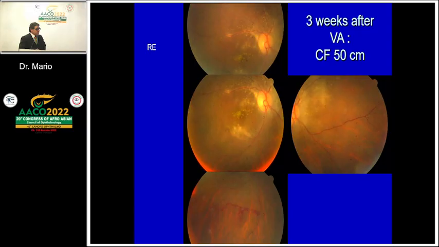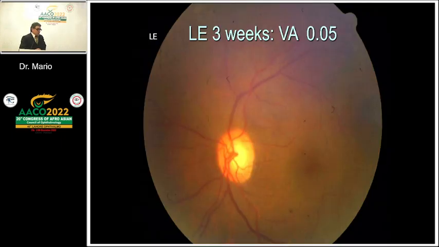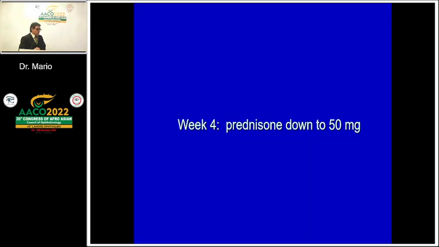Visual acuity was a little better. We said, well, it's atypical, but it's working. Three weeks later, we have an improvement in the left eye, so we were quite happy. We start to taper down prednisone, and we called the patient for continuing the treatment with anti-angiogenics for the edema.